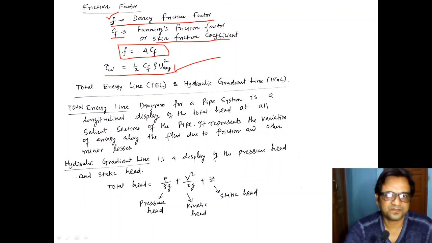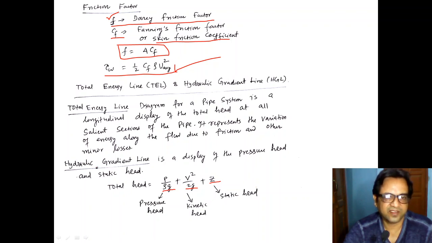Now we can plot the total energy line along a pipe in the direction of the flow, as well as the hydraulic gradient line along the length of the pipe. Total energy line means it is the sum of all energies. So total energy is the summation of pressure head plus kinetic head as well as static head. All are in terms of the unit of length. So we can find out the summation of all these energies at different locations, and if we plot this along the length of the pipe, we will get the total energy line.